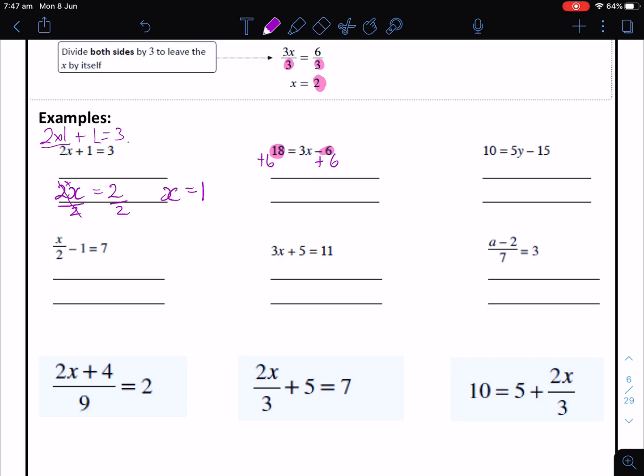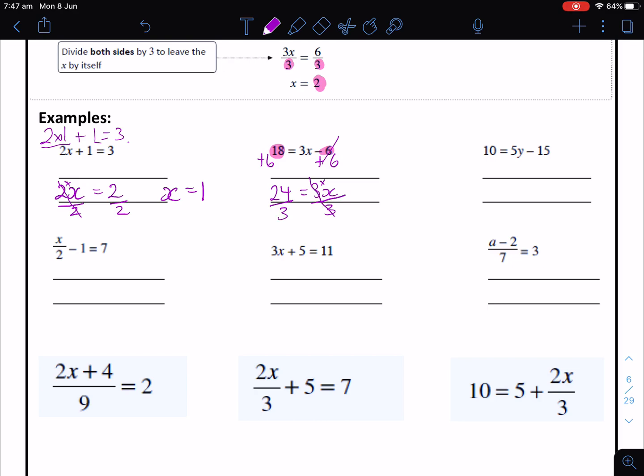Okay, so 18 plus 6 is going to be 24. Then we have equals 3x, and negative 6 plus 6 is 0, so they just cancel out. Now you can see we have a one-step equation here, so we're just going to multiply 3 times x. So what's the opposite of multiplying? Divide. So we're going to divide both sides by 3.